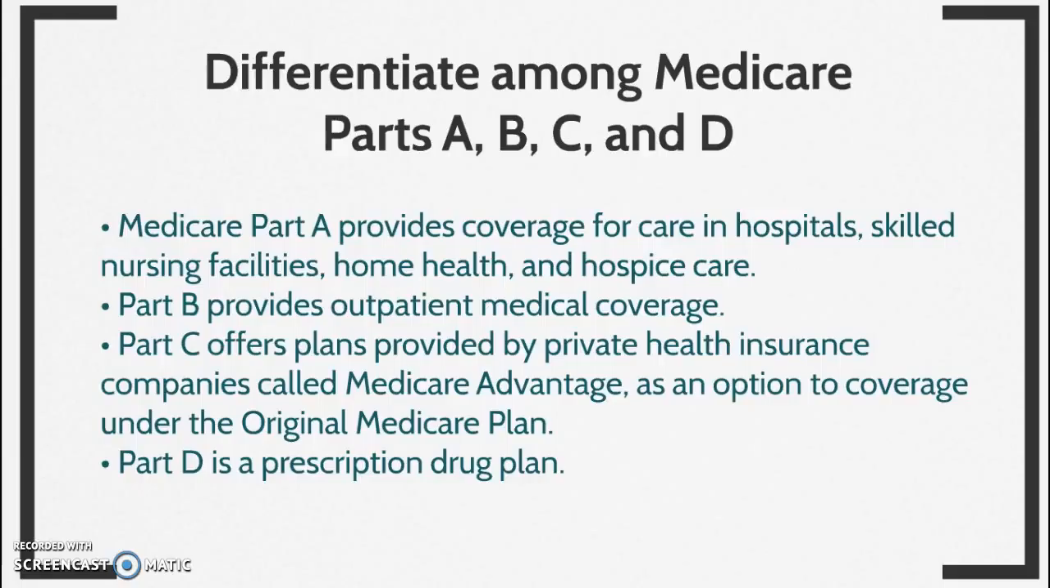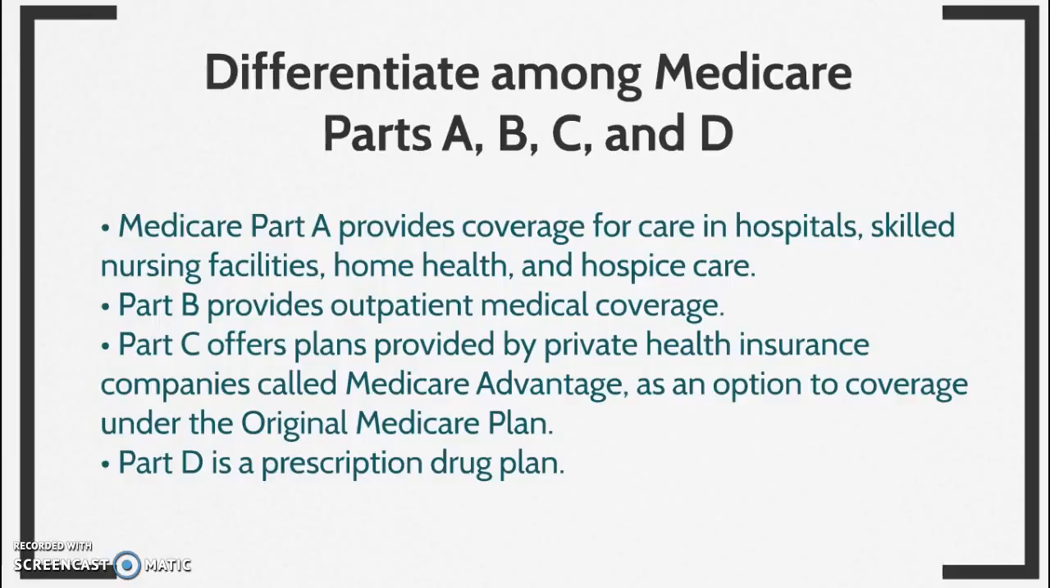So Part C was originally called Medicare Plus Choice, and it's available to individuals who are eligible for Part A and who are enrolled in Part B. So under Part C, private health insurance companies can contract with the CMS to offer Medicare benefits through their own policies.